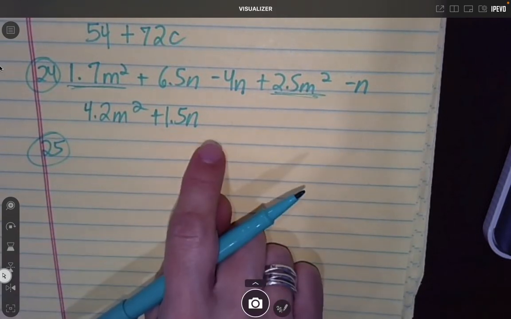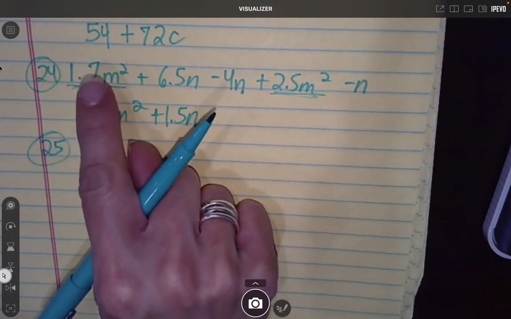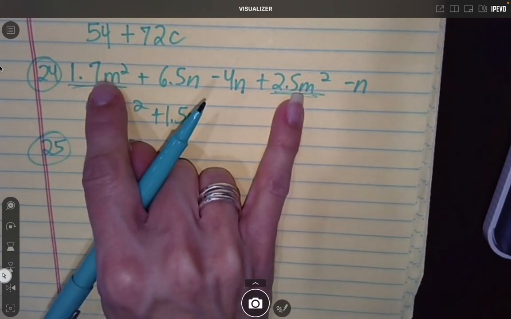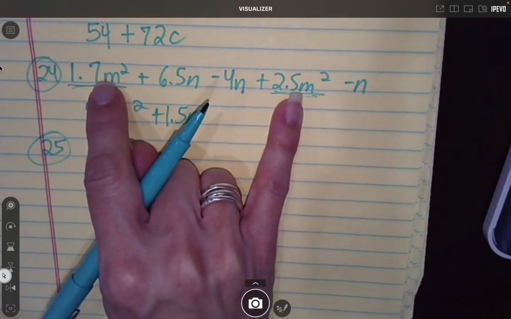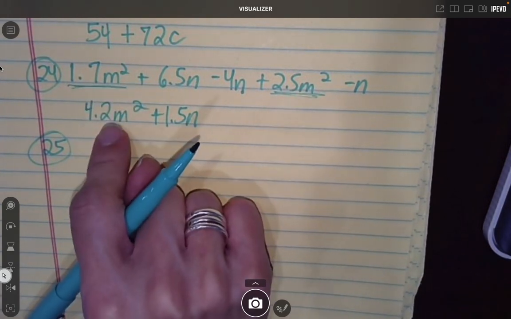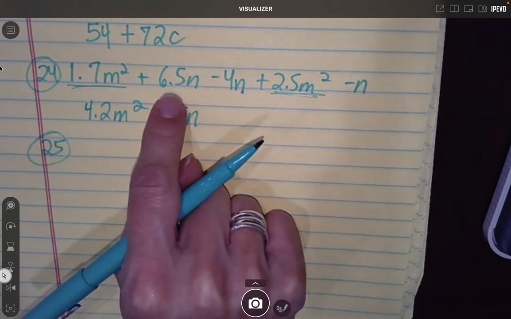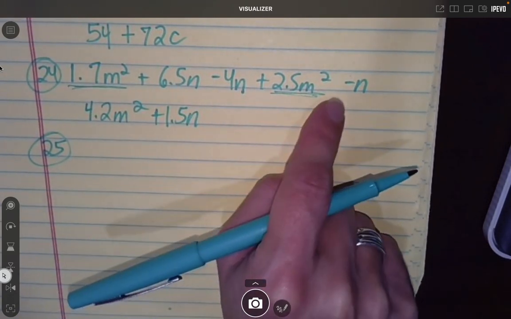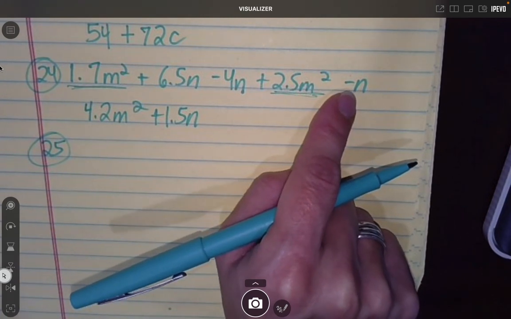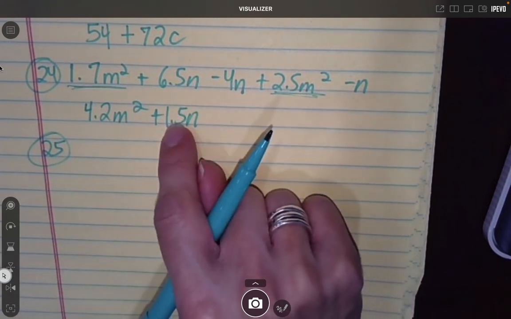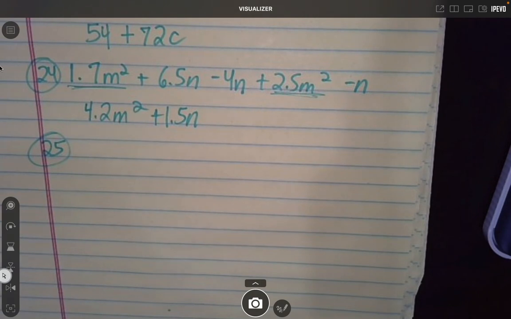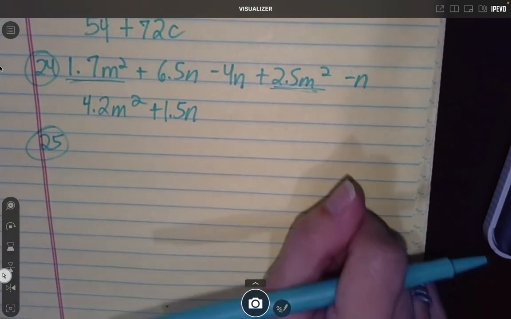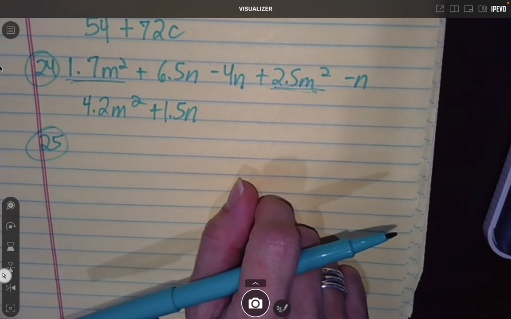You just go with if it was positive or negative. So like on this one, 1.7 plus 2.5, that was a positive number, right? So I brought down a positive number. Then on the rest of them, I just would type that in, 6.5 minus 4 minus 1. Since it gave me a positive answer, I'm putting a plus sign. If it gave you a negative answer, put a minus sign. Okay? All right, number 25.